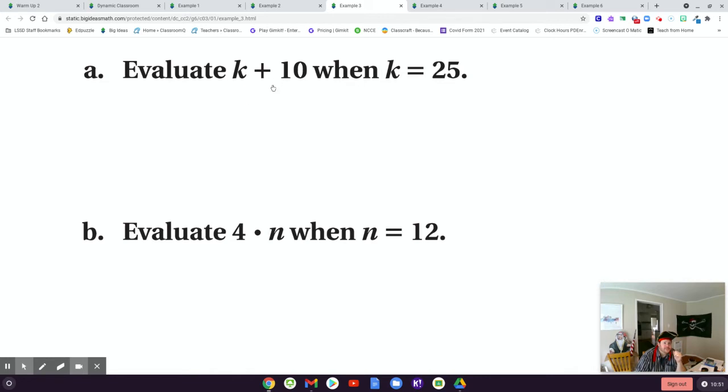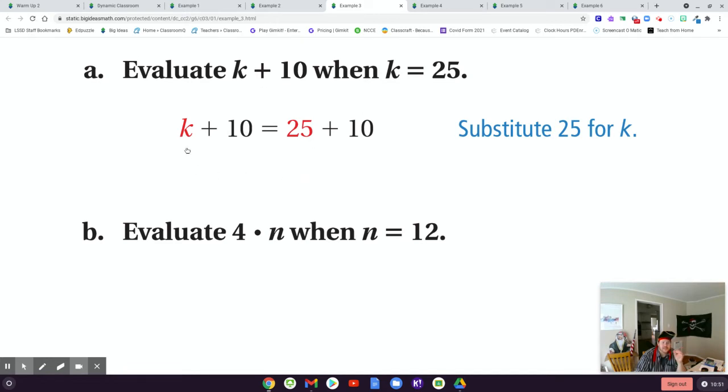So evaluate k plus 10 when k equals 25. All right, so you're going to plug in 25 for k. You just substitute 25 here. 25 plus 10 is 35. There we go. Easy peasy.